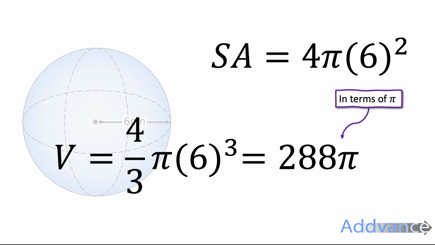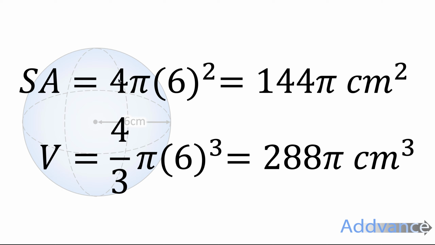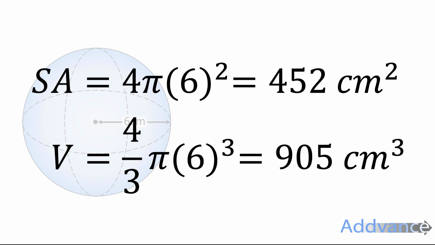Because actually, quite often this is simpler and more accurate than writing it as a decimal. So if the question asks in terms of pi, you write it like this. Similarly, if you work out 4 times 6 squared times pi, it's 144 times pi. But if you prefer this as a decimal, you can write it like this, but you would normally round it to the nearest whole number. And remember the correct units. The units for area are centimetres squared, and the units for volume are centimetres cubed.